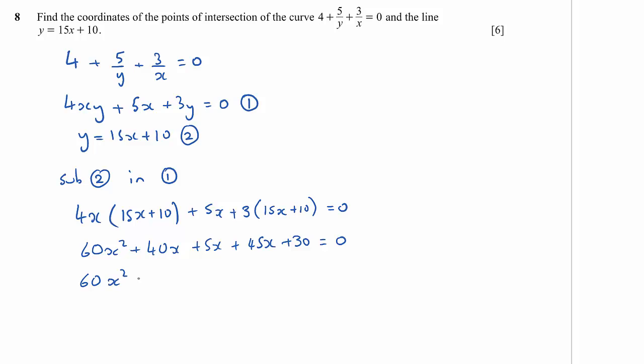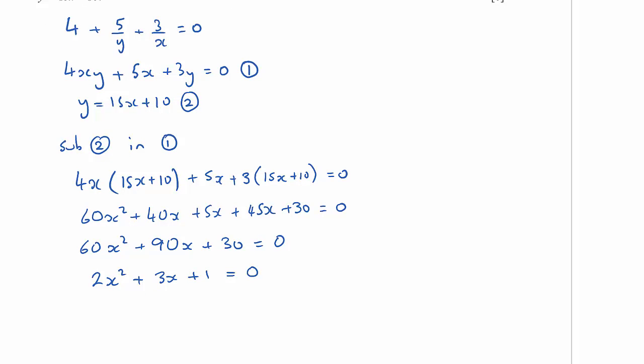Let's tidy that up. So I've got 60x squared, and altogether there's 90x's there, plus 30 equals 0. And I can divide all that through by 30. So I've got 2x squared plus 3x plus 1 is equal to 0. So we can factorize that. So we've got 2x and x, 1 and 1. So that's x is negative a half, or x is negative 1.